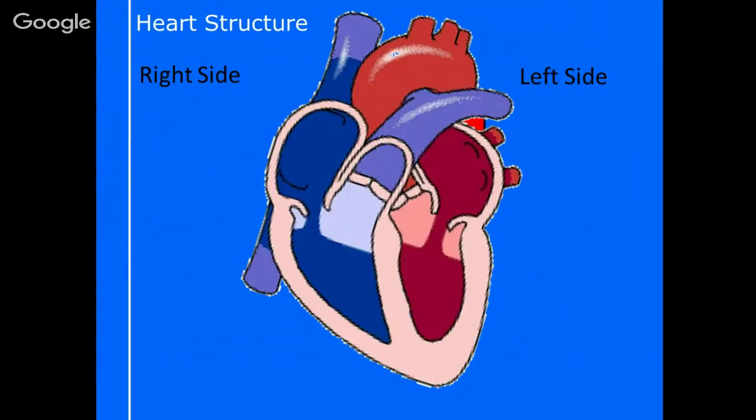Now it's going to be their right side and their left side, which means as you look at it, it will be opposite to your left and right, obviously. So it's the left and right side of the heart itself. So I hope that clears that one up. Now let's have a look at some of these features.